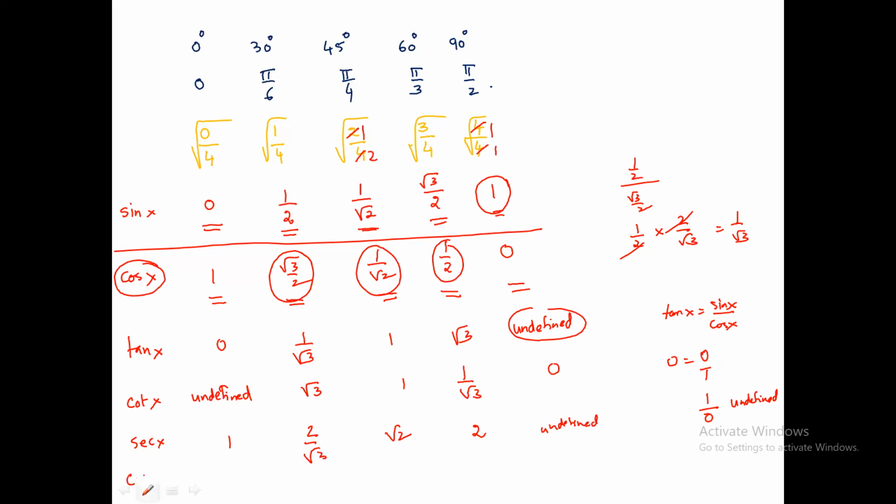Then for cosecant x, you don't have any problem. Start writing from the last. Write undefined first, then 2, then root 2, then 2 by root 3, and then 1. Like this, you have made a table, and if you learn this table by heart, you will know many values. So if you want, I will write the table neatly.